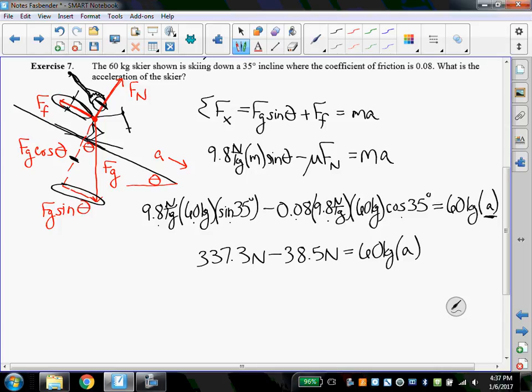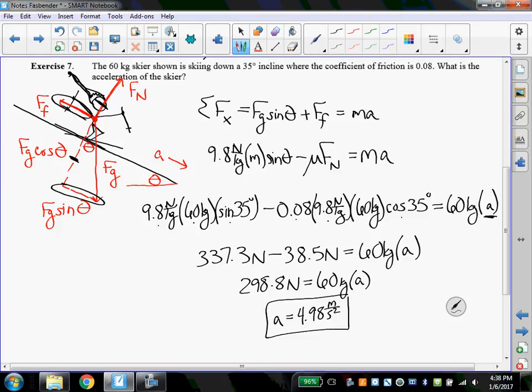337.3 minus 38.5, that is 298.8 newtons, equals 60 times the acceleration. And divide both sides of the equation by 60, and we get that our acceleration is going to be 4.98 meters per second squared. And that is where we end the problem.